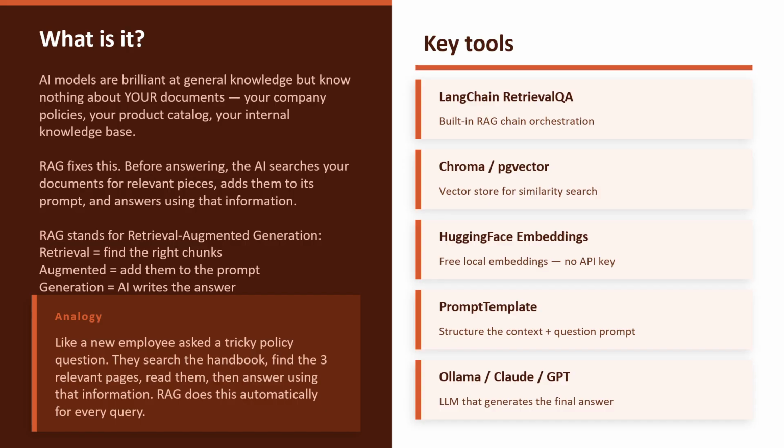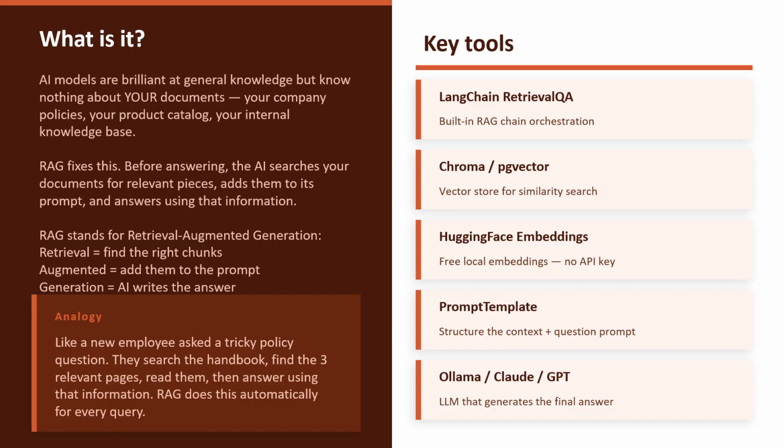RAG stands for Retrieval-Augmented Generation. Let us break each word down. Retrieval means finding something, in this case, finding the most relevant pieces of your documents. Augmented means enhanced or supplemented. The AI's prompt is enhanced with the retrieved content. Generation means the AI writes the final answer based on everything it has been given. So the full meaning is, find the relevant pieces of your documents, add them to the AI's prompt, and then generate an answer using that information.